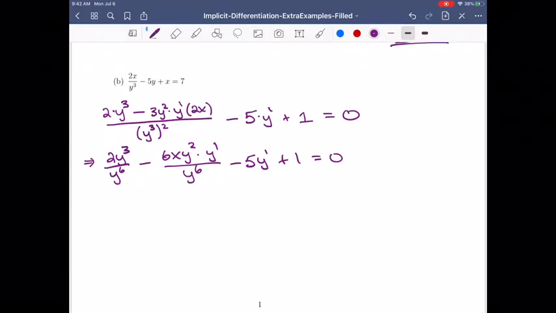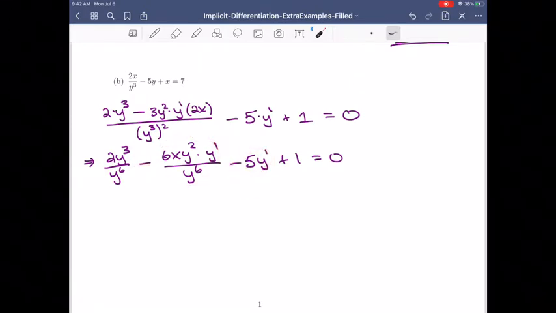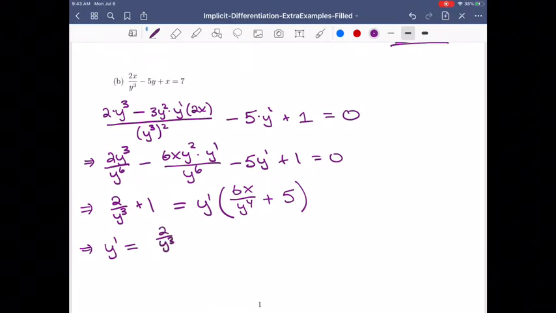Okay, now what I'm going to do is move the y prime terms to the other side because they're both negative and they're going to be positive now. And I can simplify this first term. It's going to be 2 over y cubed plus 1 is going to be equal to, I'm going to factor out the y prime. So this is going to be 6x over y to the 4 plus 5. So that means that my y prime is going to be 2y cubed plus 2 over y cubed plus 1 over 6x over y to the 4 plus 5.